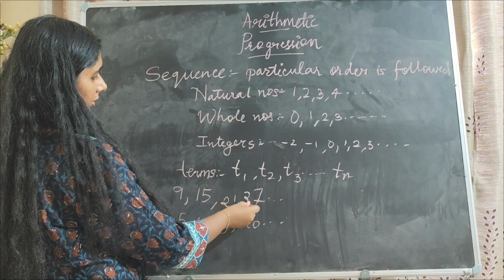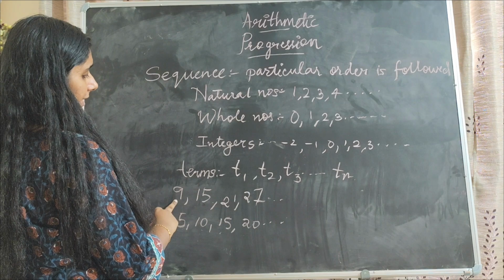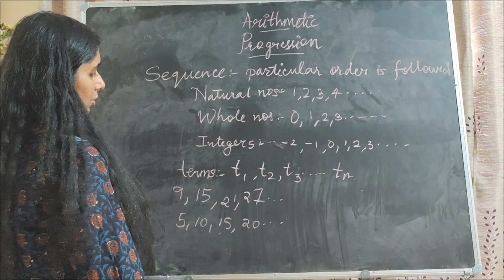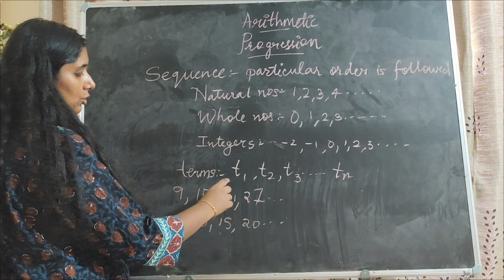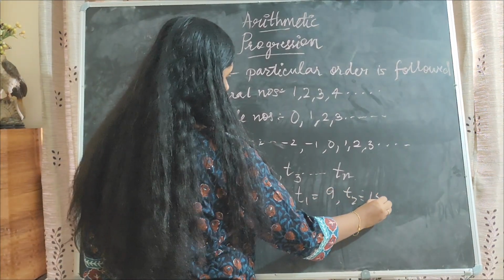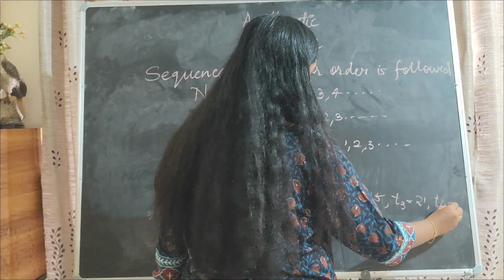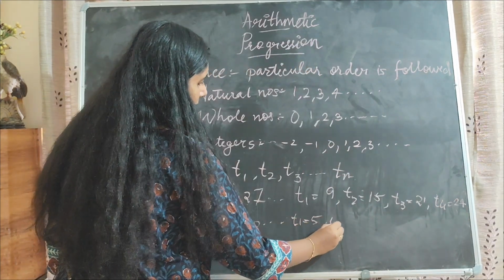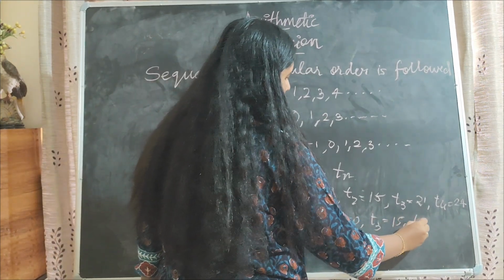Here the difference is 6. If you observe, 15 minus 9 is 6, 21 minus 15 is 6, 27 minus 21 is 6. So that is following that sequence. This is following a multiple sequence. So what is your T1 for this? T1 is 9, T2 is 15, T3 is 21, T4 is 27. For the other sequence, T1 is 5, T2 is 10, T3 is 15 and T4 is 20.